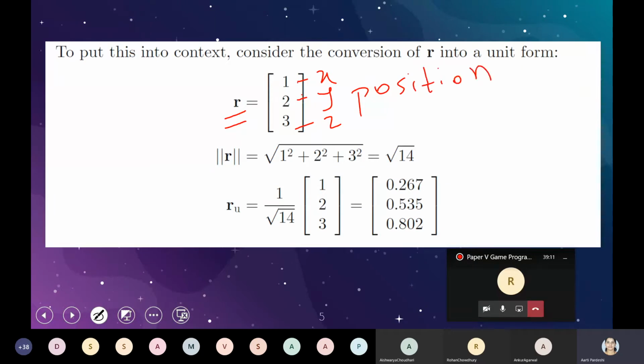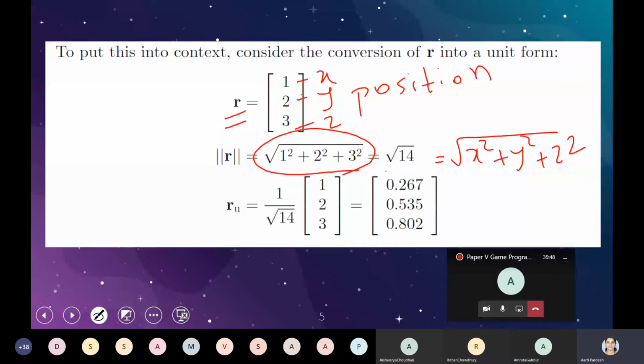Then we know it's a position vector. We know how to calculate its magnitude: it's nothing but x square plus y square plus z square. Now all of you tell me, what is the value of x here? 1. The y value is 2, and the z value is 3. Very good. Here, 1 square plus 2 square plus 3 square is nothing but 14.